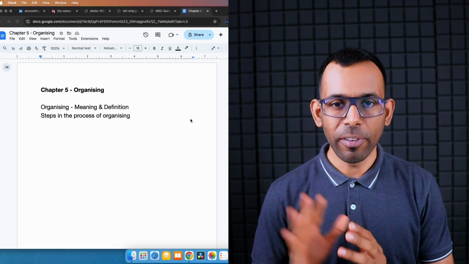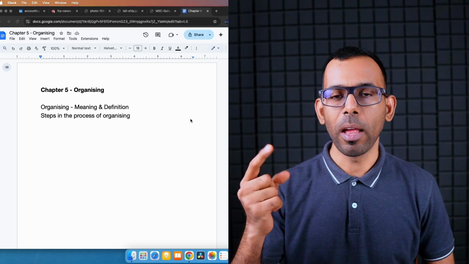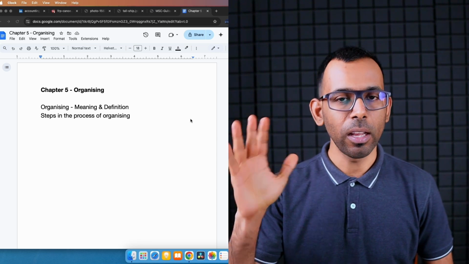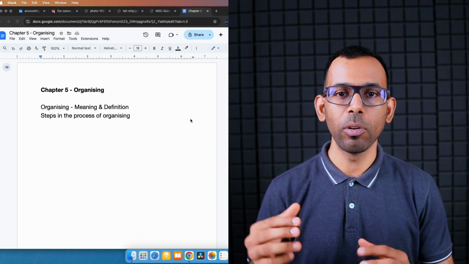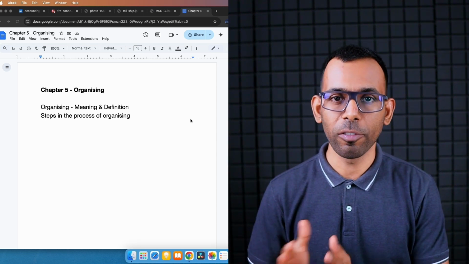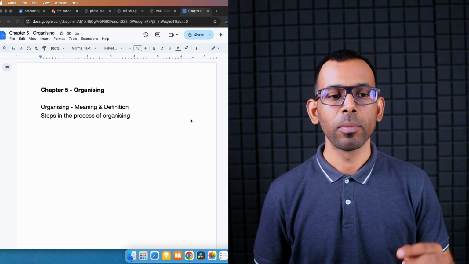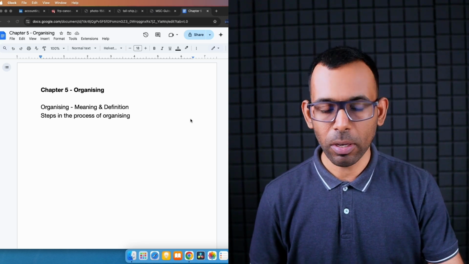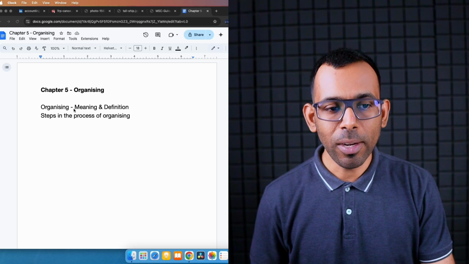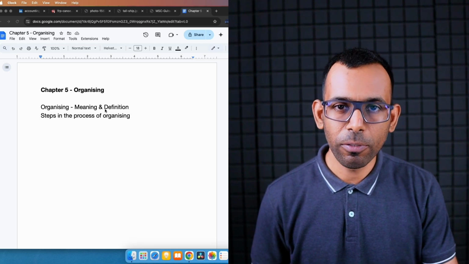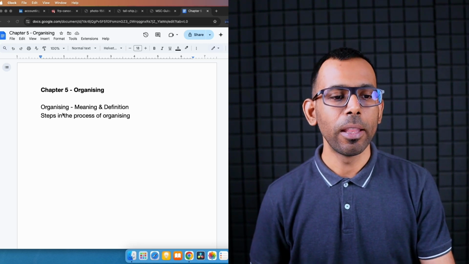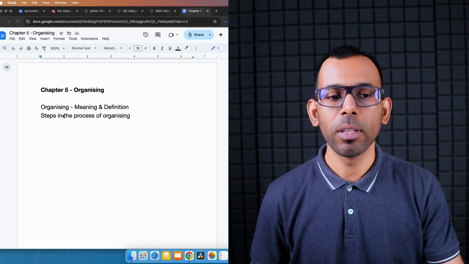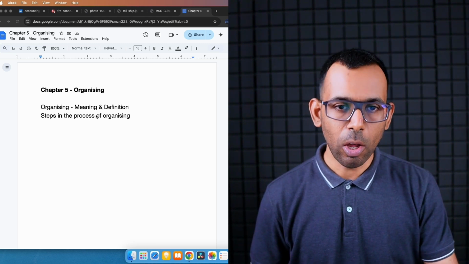We have 5 functions in management: planning, organizing, staffing, directing and controlling. Today we are going to learn about the second function of management, which is organizing. In this very particular video, we will talk about what is organizing, the meaning and definition of the organizing process, and then we will also talk about steps involved in the process of organizing.